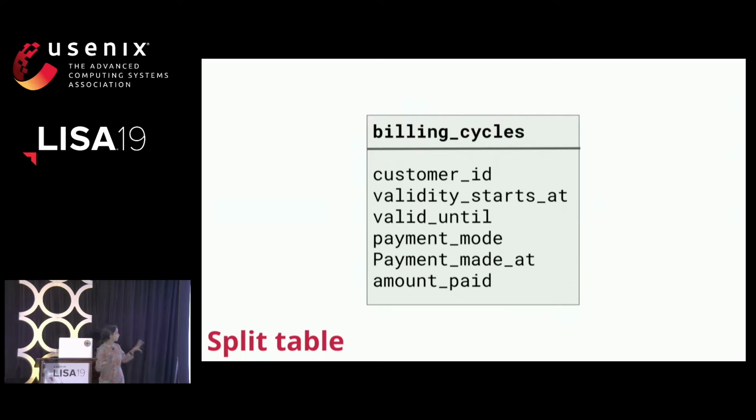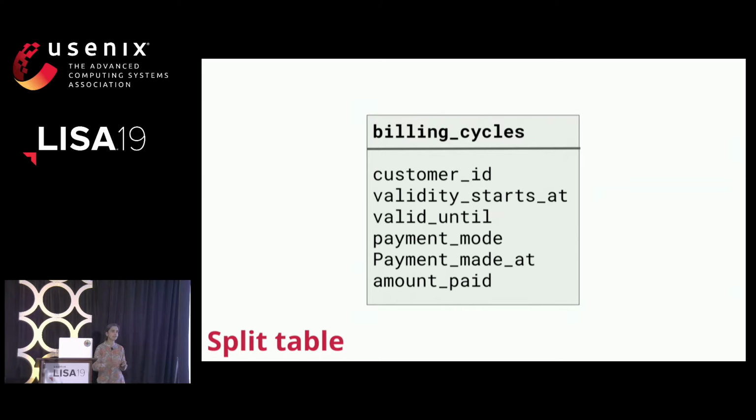In this case, we have a table called billing cycles, where we store the details about who paid, on what date, and the amount they paid. Later we realized that people make payments in multiple cycles. Like if I have to pay for 6 months, I pay for 3 months first, and then later I pay for 3 months.